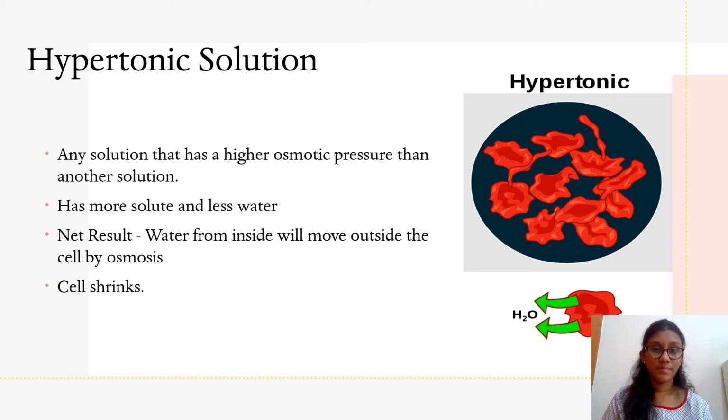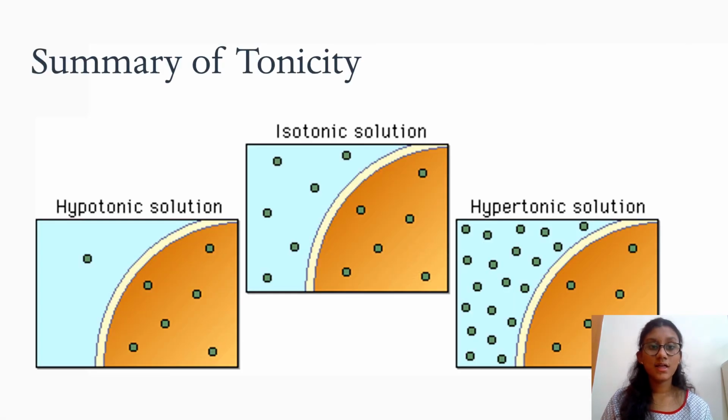Hypertonic solution. Any solution that has a higher osmotic pressure than another solution. It has more solute and less water. Net result: water from inside will move outside the cell by osmosis. The cell shrinks. This image summarizes the entire tonicity.